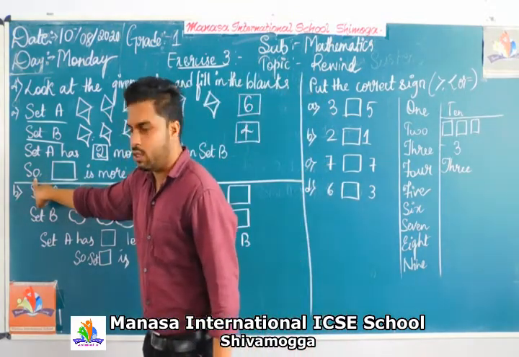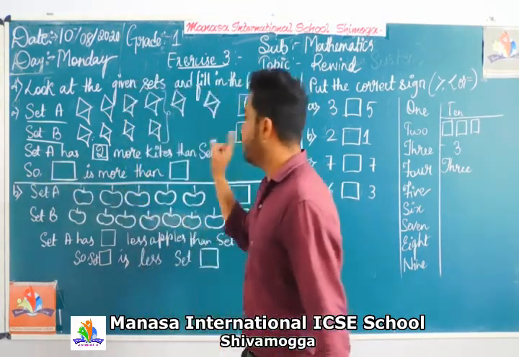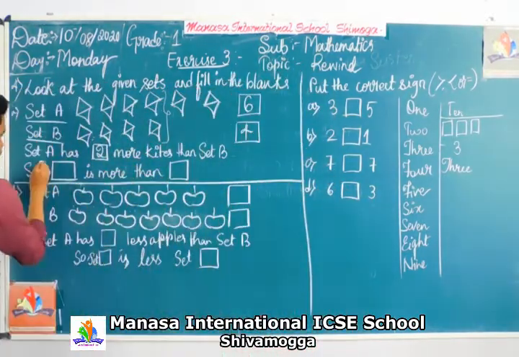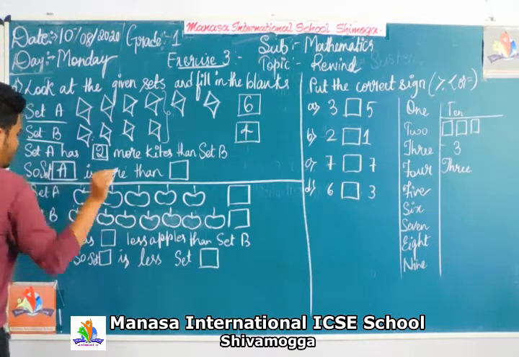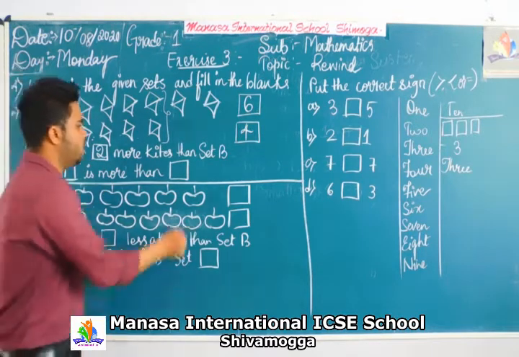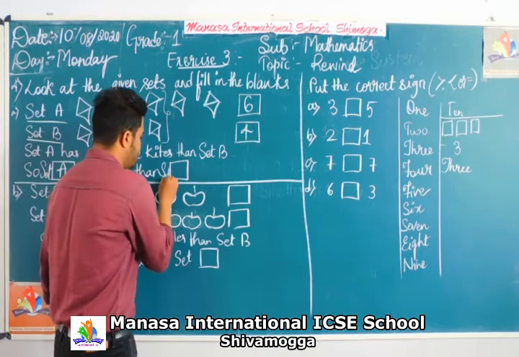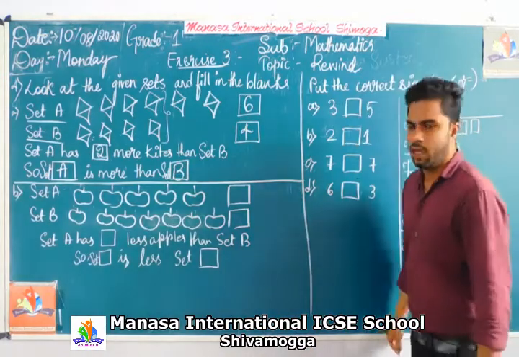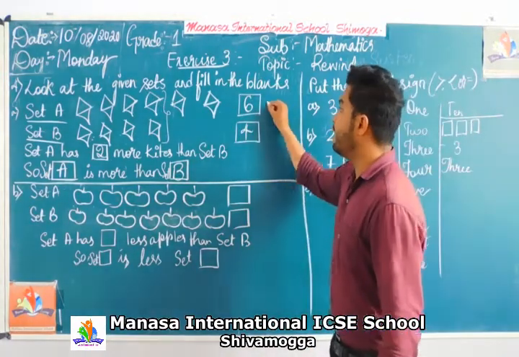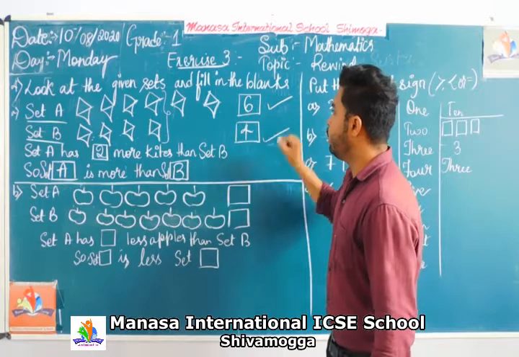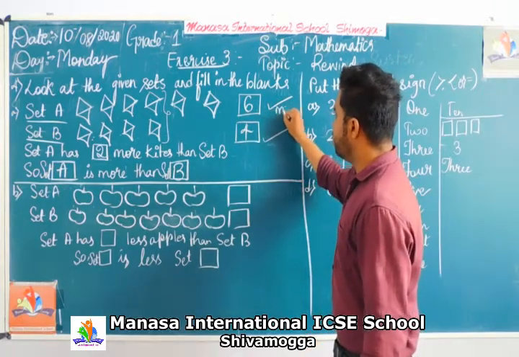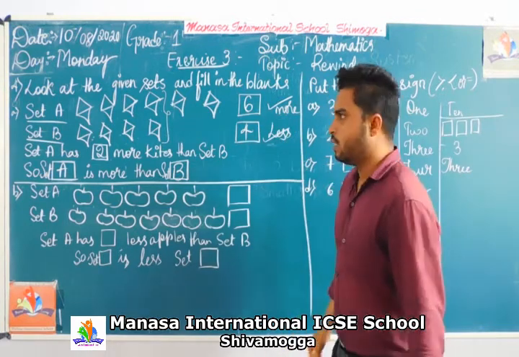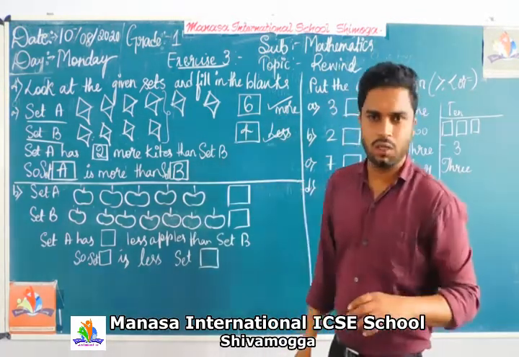So here they are given: dash is more than dash. So set A is more than set B. Set A is more than set B. Why? Because set A has 6 and set B has 4. This is more, and this is what? Less. Yes, this is about your first question.